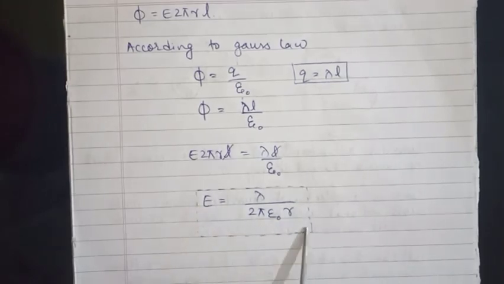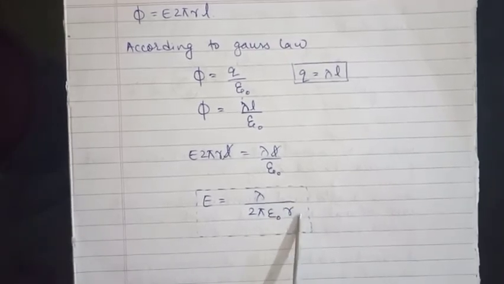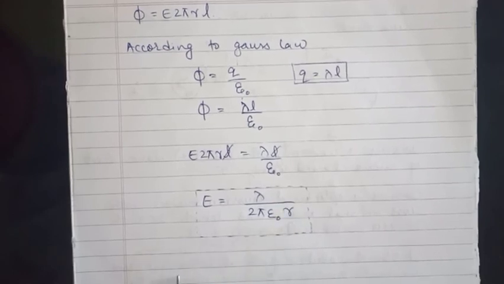So this is the electric field due to a charged wire, and it depends on the distance r from the wire, so it is inversely proportional. So if you go far away from the wire, the electric field decreases.